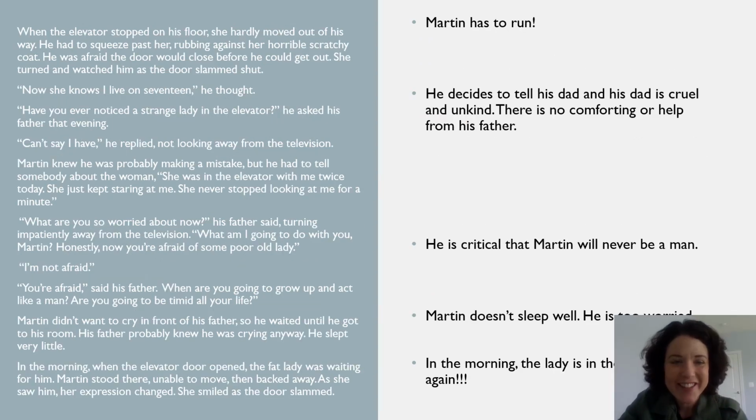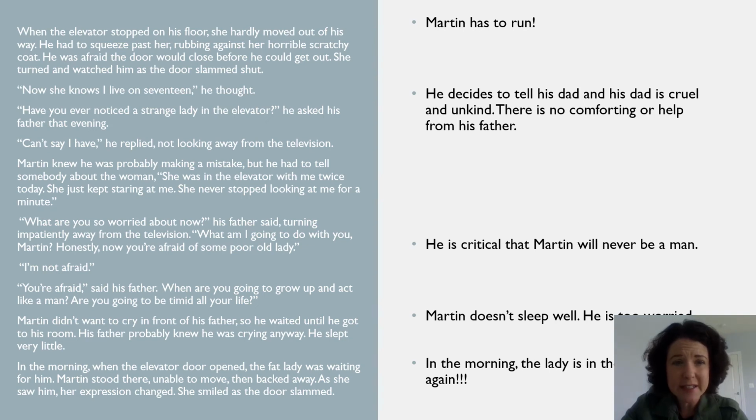Here we go. When the elevator stopped on his floor, she hardly moved out of his way. He had to squeeze past her, rubbing against her horrible, scratchy coat. He was afraid the door would close before he could get out, and she turned and watched him as the door slammed shut. Martin has to run. Now she knows I live on 17, he thought. Have you ever noticed a strange lady in the elevator? He asked his father that evening. Can't say that I have, he replied, not looking away from the television.